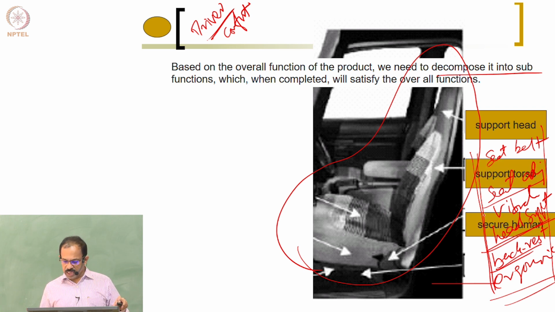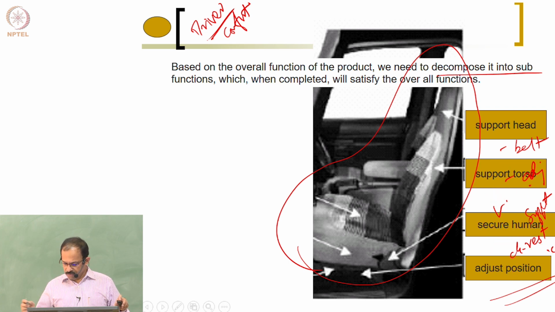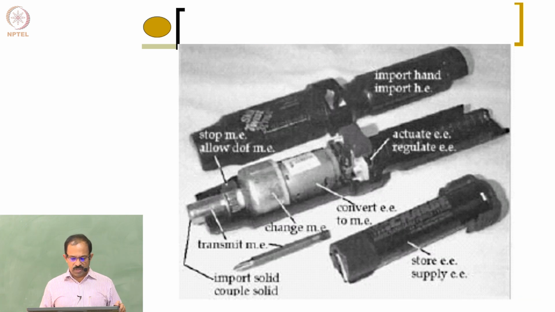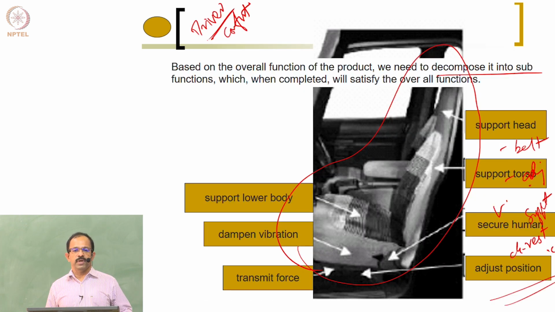So you can see there are multiple functions: adjust position, support lower body, dampen vibration, transmit force. So like this you will be able to see multiple functions. So any product, if I take this product, I can decompose it into multiple sub-functions so that I know which function to be modified to get a better product. That is the whole idea of decomposition. Any product you take, you will be able to see this as an outcome.